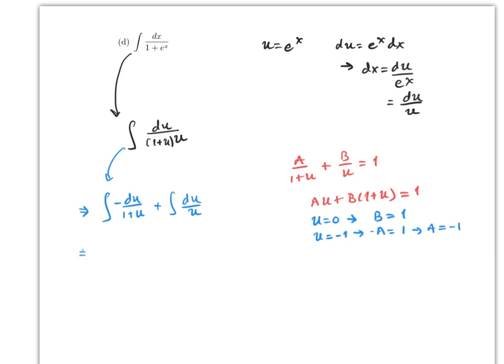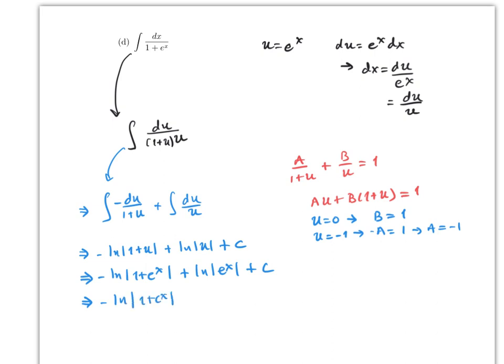So if we integrate this, the integral of the first one is minus ln of 1 plus u plus ln of u plus c. If you substitute e to the x back, this is minus ln of 1 plus e to the x plus ln of e to the x plus c. So notice that this is just minus ln of 1 plus e to the x, and then plus just x plus a constant, and that's it.